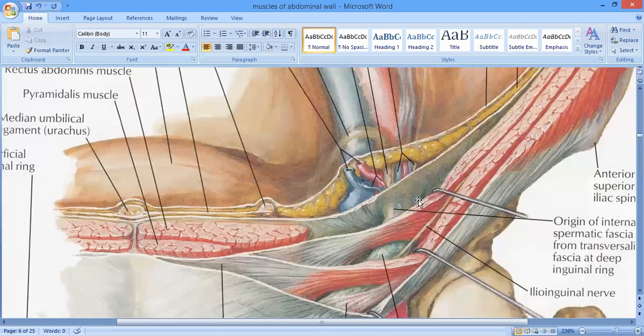Deep inguinal ring, it is an oval opening in the fascia transversalis, which is located about 0.5 inch above the mid-inguinal point. ठीक है जी? This is the mid-inguinal point, 0.5 inch above it, right? And it is medially related to these inferior epigastric vessels. ठीक है जी? Inferior epigastric vessels से ये सब चीज medially related है, right? And its margins are giving attachment to the internal spermatic fascia. कोई problem तो नहीं है? Okay.